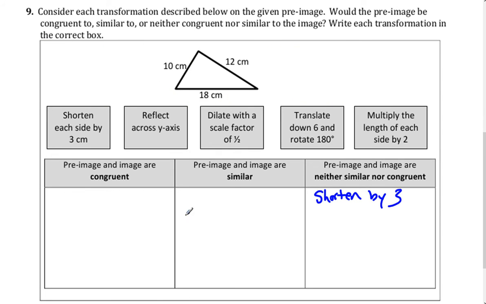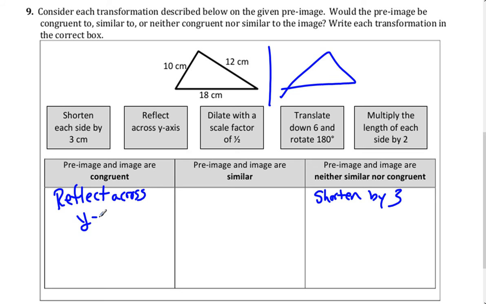Second one, reflect across the y-axis. So if you took this guy and you flipped it over here, would they be the same shape and size? Would one be bigger or smaller than the other, or neither? The answer is they're congruent. The shape and size did not change. You're just kind of flipping it over. Like if you take the calculator on your desk and you flip it over, it didn't become bigger or smaller. It's exactly the same shape and size. It's just flipped over. So reflect across y-axis is congruent.